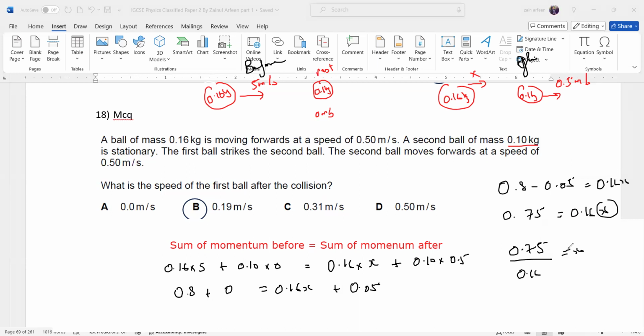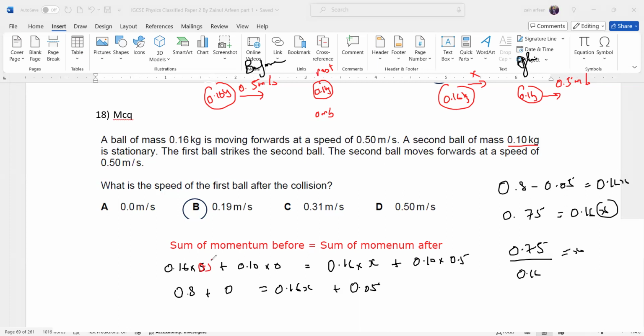Actually, the speed here was 0.5. I took it as 5 by mistake when I was writing, but it should be 0.5. It's written here. So we'll just change the number to 0.5.